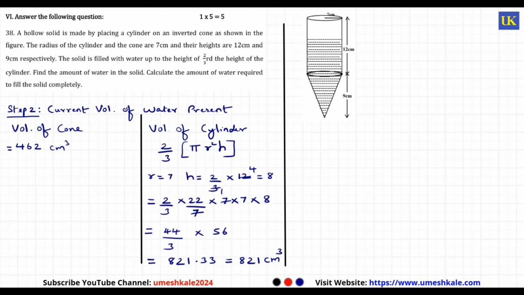Now we'll add both these things. So we'll add here, so you should not get confused, I will add it over here. So total is 462 plus 821, which is equal to 1282 centimeter cube. So this is our answer.